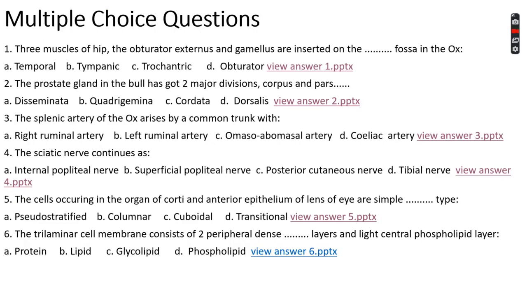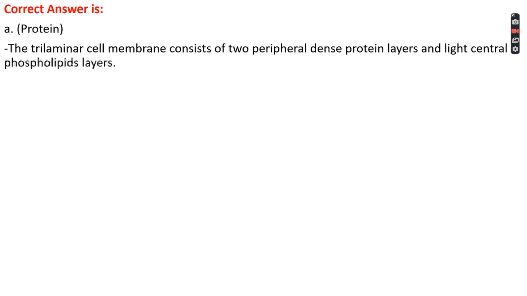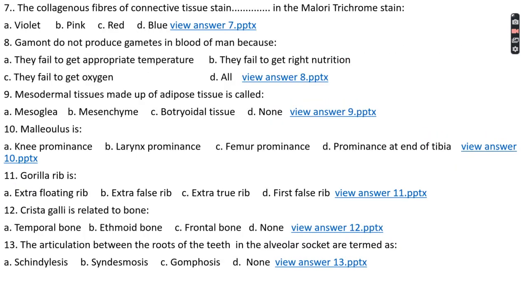There's a note that the connective tissue capsule of the lymph node is mainly composed of collagen and elastic fiber. Okay. Question number 6. The trilaminar cell membrane consists of two peripheral dense dash layers and a light central phospholipid layer. Option A, protein. Option B, lipid. Option C, glycolipid. Option D, phospholipid. The right answer is option A, that's protein. Okay. The trilaminar cell membrane consists of two peripheral dense protein layers and a light central phospholipid layer. Therefore, it is known as the sandwich model, where the lipid layer lies between the two dense protein layers.